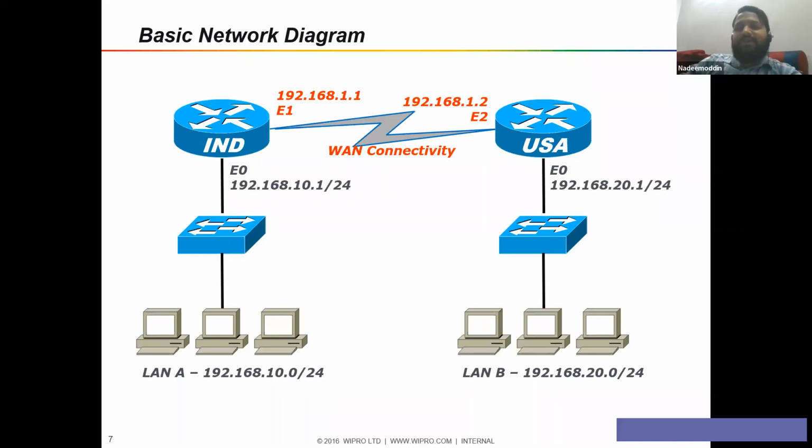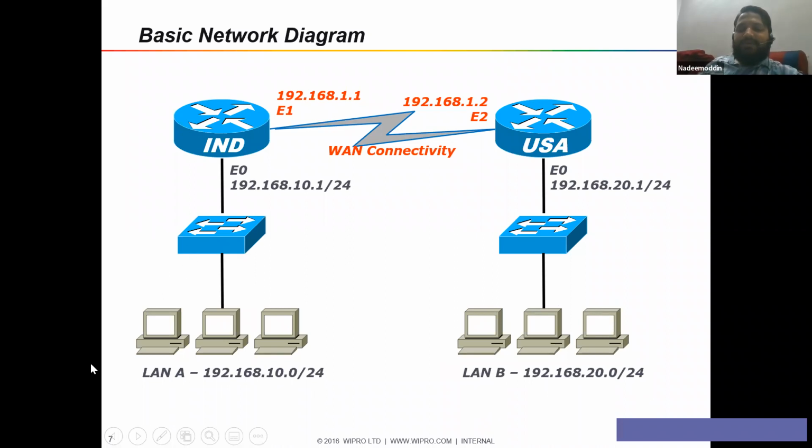Let's see one more. So the network diagram is something like this. Why is the router used? A router is used to connect your two branch offices, or I can say, a router is used to connect your two LANs. Let's say one office is in India, another office is in USA. So you need a router at both offices. You can see your India LAN is this one, 192.168.10.0. This is your India LAN. 192.168.20.0, this is your USA office LAN.